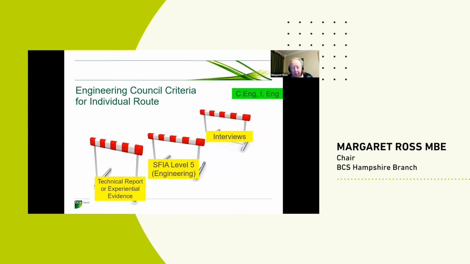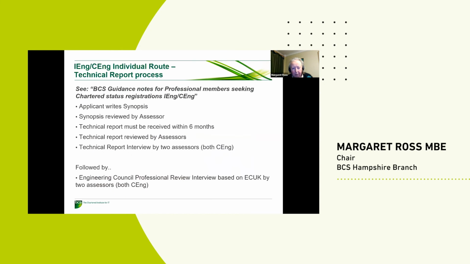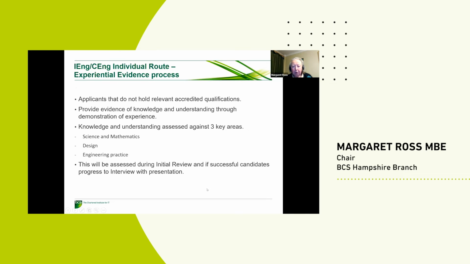Out of the two of them, I would recommend the evidence rather than the technical report, but that's just pure personal preference. If it's a technical one, you write a synopsis, you send it in, it's reviewed. They then say, yes, this seems to be reasonable. You've got 6 months then to produce it. It goes to assessors. And then again, you go through the interview system, etc. Now, particularly people working in the computing industry might find it better to look for the evidence process.